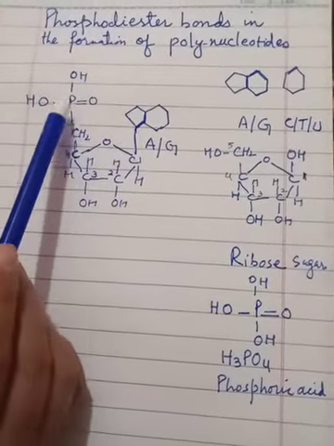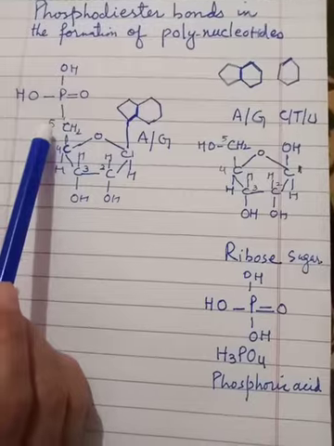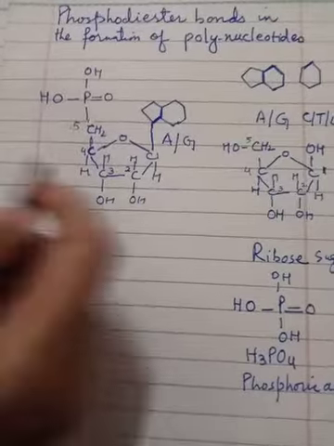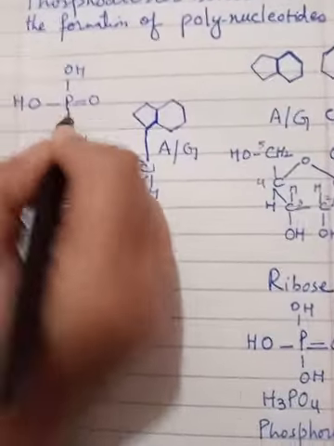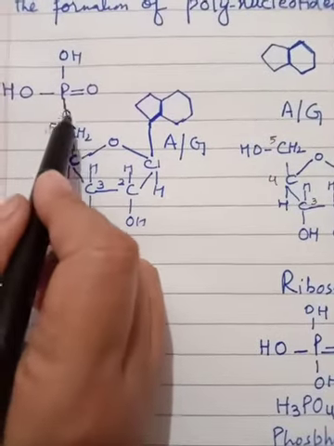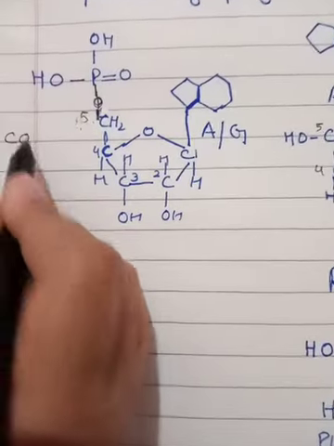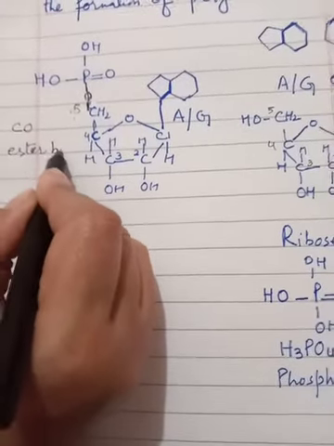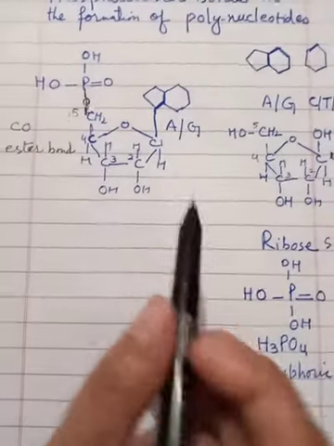And this hydroxyl group of the phosphate group and the hydroxyl group of carbon number 5 will make a bond, like hydrogen from the phosphoric acid and hydroxyl from the ribose sugar will get removed, and as a result a bond gets developed between carbon number 5 of the ribose sugar and oxygen of the phosphate group. This bond is called CO bond or ester bond. This is the first ester bond which is formed within the nucleotide, between the phosphate group and the ribose sugar.